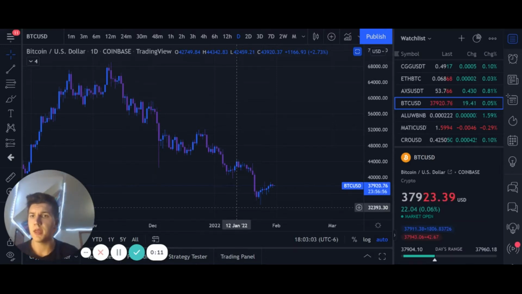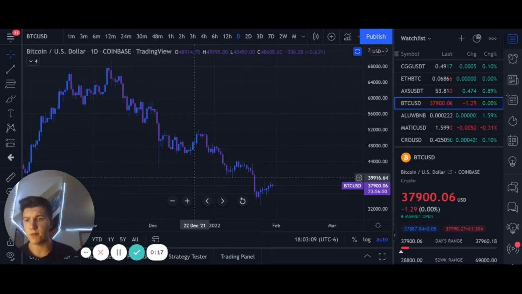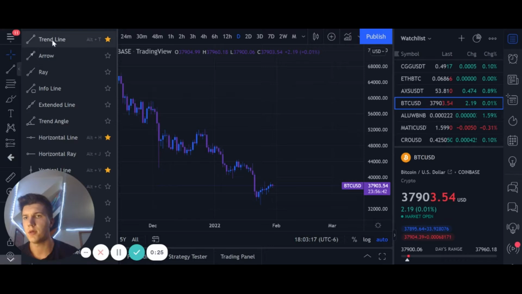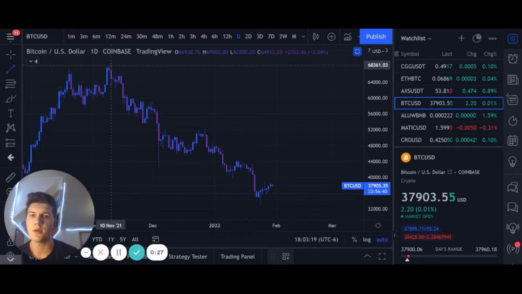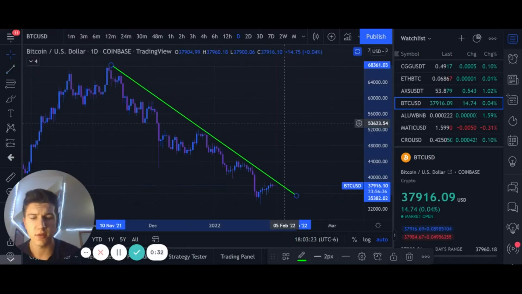Looking at the asset for Bitcoin, this works on any asset in crypto, but in this case I'm going to be using Bitcoin. To access this in TradingView, you go to your left hand side toolbar, click on trend line, and then you just draw appropriately, I guess.